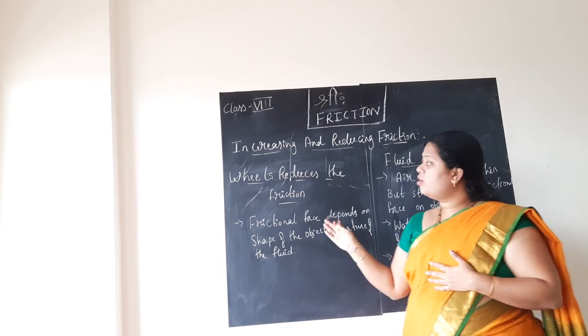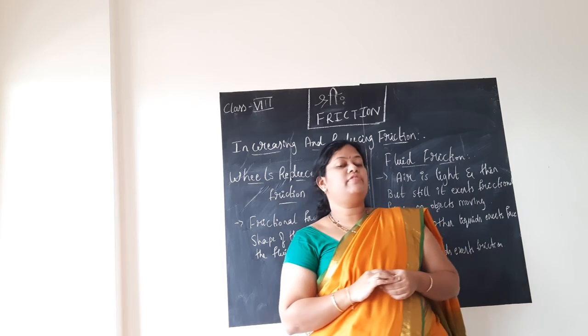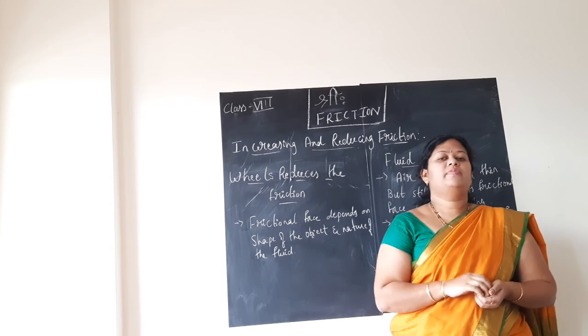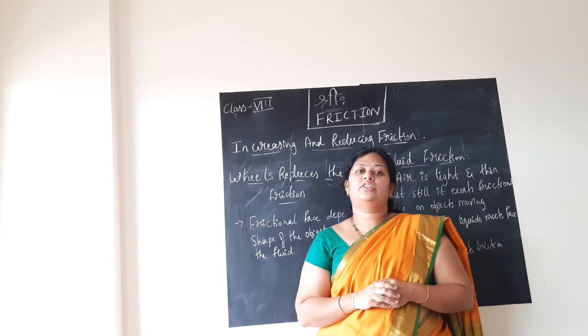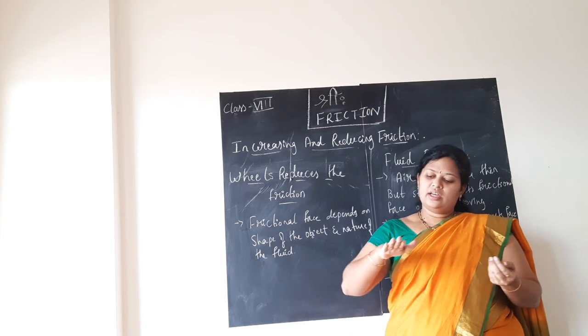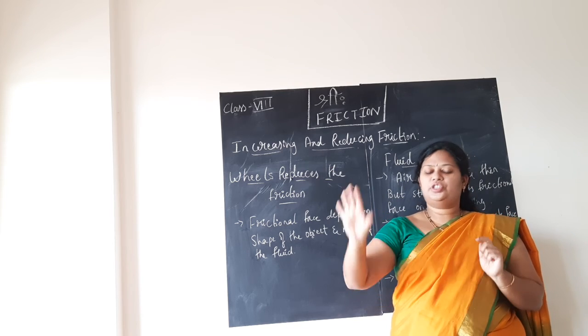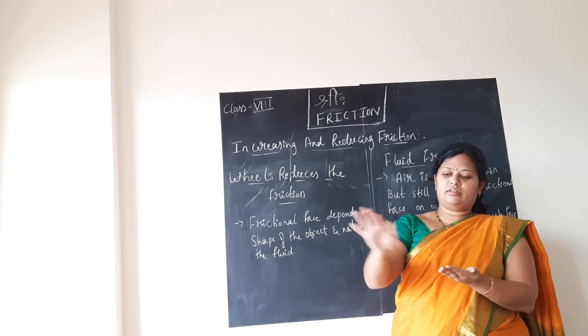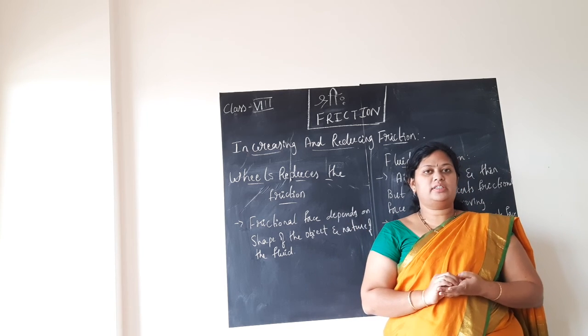So here we are talking about the wheels. How can you say the wheel reduces friction is the question you get. The best activity I tell you to do is, children, just take one book. Just slide it on the table or on the floor. Push it smoothly, so it will move a certain distance and come to rest.